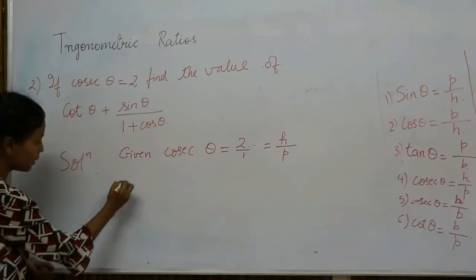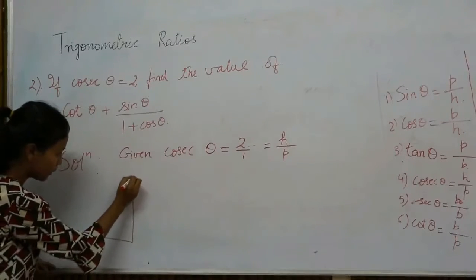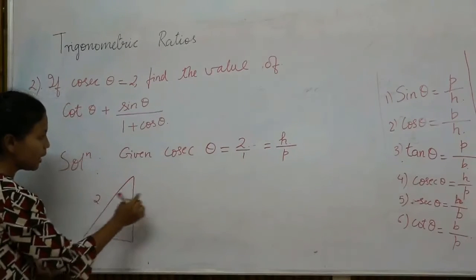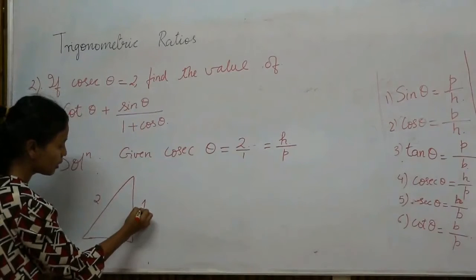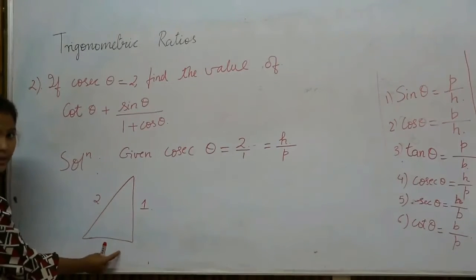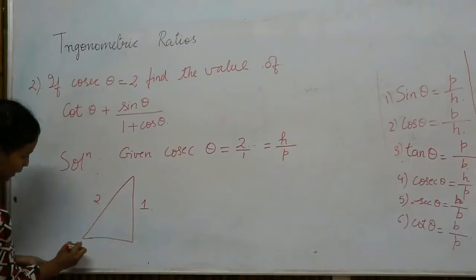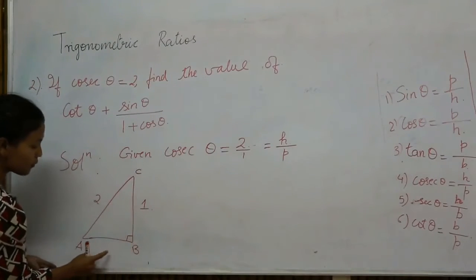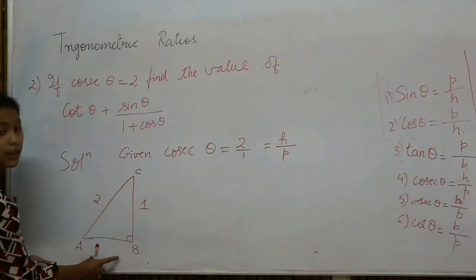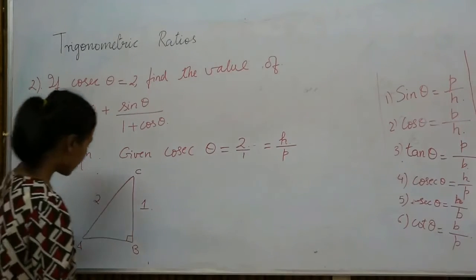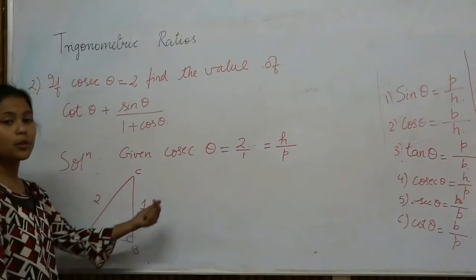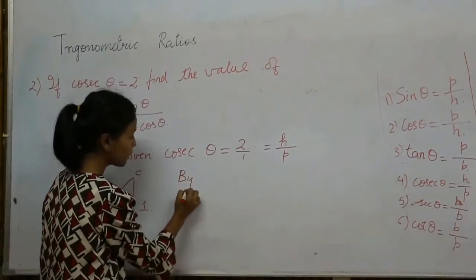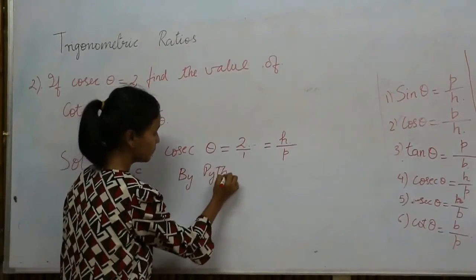Let us draw a figure. Let us draw a right angle triangle. The hypotenuse is 2 and the perpendicular is 1. So first let us find the base. Let us name this right angle triangle A, B and C. So first let us find AB. Now to find the base we use the Pythagoras theorem.